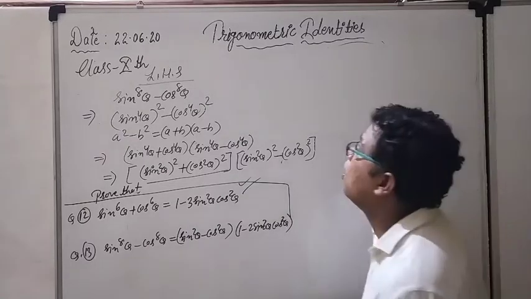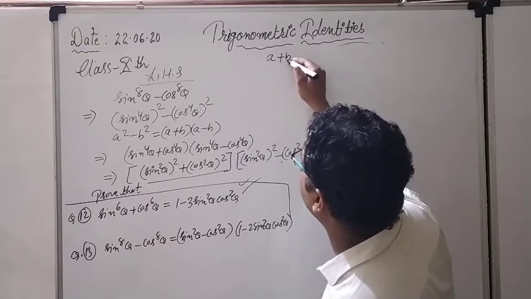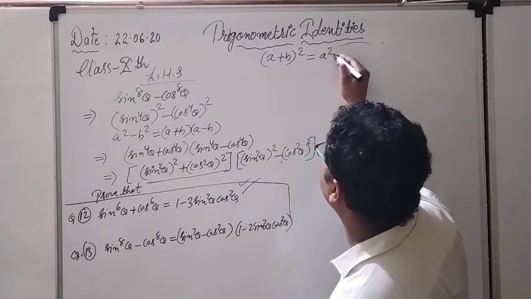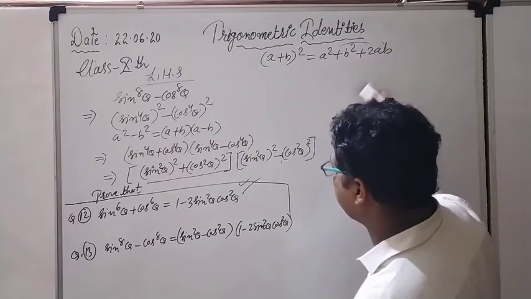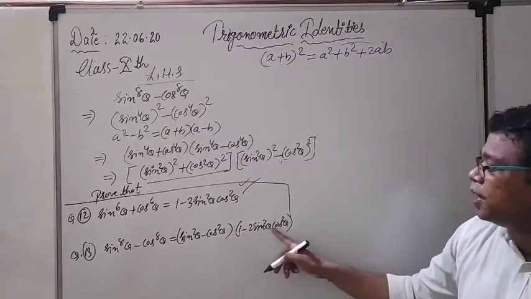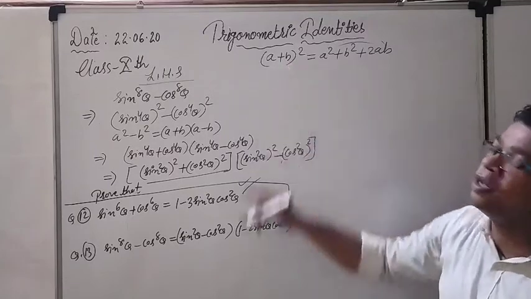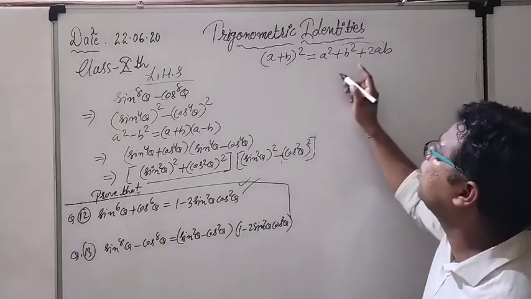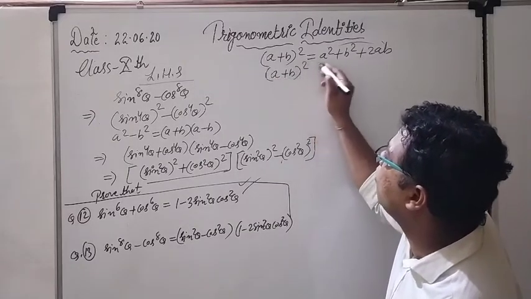So what to do? One particular formula is coming to my mind, that is (a plus b) whole square, and (a plus b) whole square gives me a square plus b square plus 2ab. I think, and you can see the same term is coming here, 2 sin square theta cos square theta, and according to that I know this particular formula will work here. (a plus b) whole square is equal to a square plus b square plus 2ab, and according to that, (a plus b) whole square, what is my requirement?